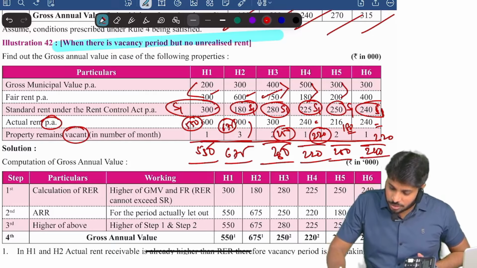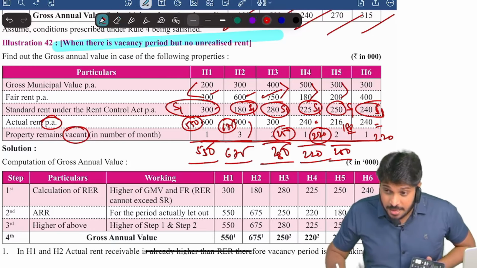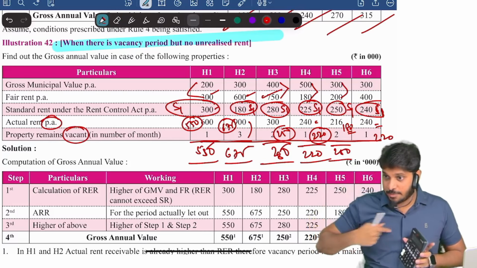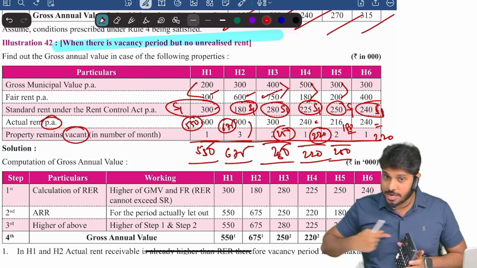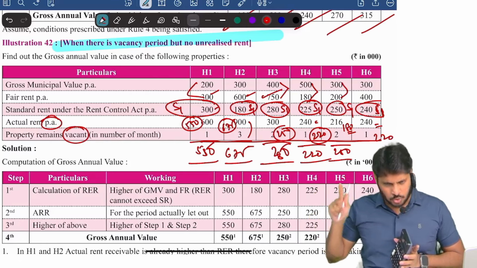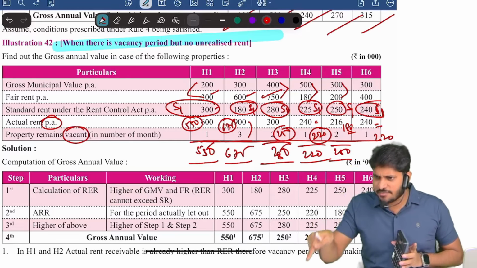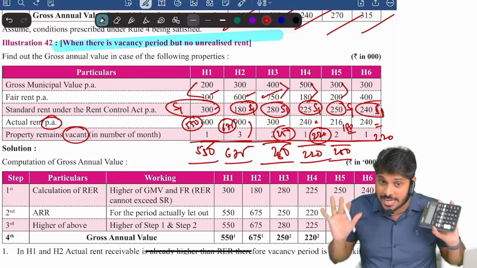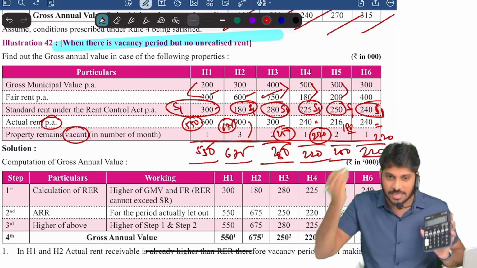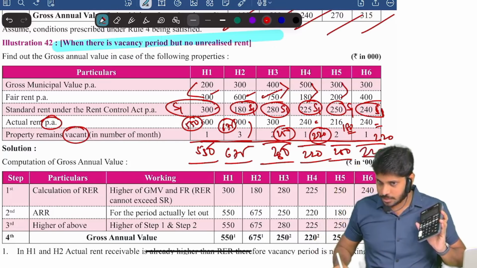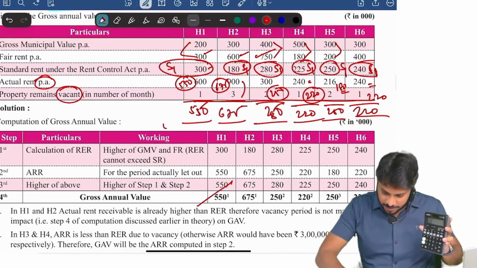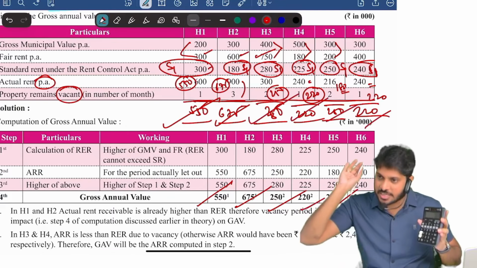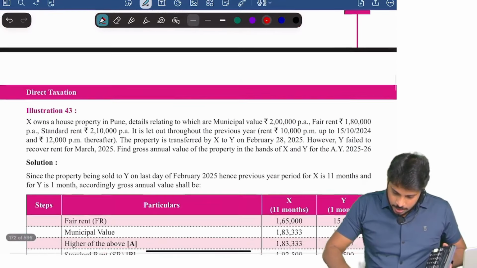No, actually no. If at all I don't have vacancy, my actual rent is 240. Whatever expected rent you are saying, that much amount I am ready to show. But in my question, actual rent is low because of 1 month vacancy. Because of vacancy only, I am not able to reach the expected rent level. Therefore, my actual rent is to be treated as gross annual value, which is 220. That's correct. Are you clear? So the answers: first one 550, second one 675, third one 250, 220, 250, 220. Perfect. Easy. Next.